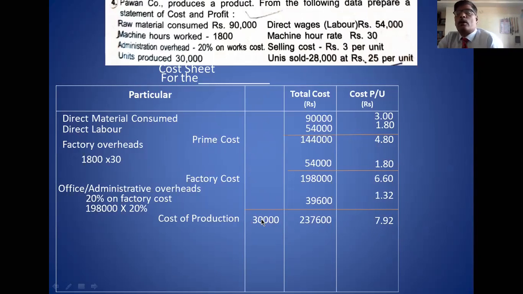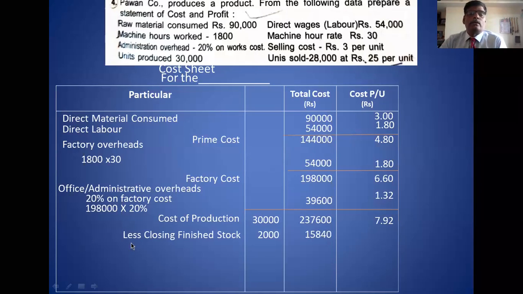In this problem, there is no opening finished stock. There is a closing stock. What is closing stock? 30,000 unit produced, 28,000 sold. So difference is 2,000. That is called as closing stock. I will take here less closing stock of finished goods. Closing stock is 2,000 unit.